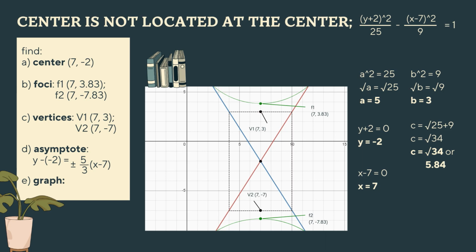We also have here our asymptote, which is y minus the quantity of negative 2 is equal to plus minus 5 over 3 times the quantity of x minus 7. So we have here our graph. You can find here in our graph our center, foci, and our vertices.